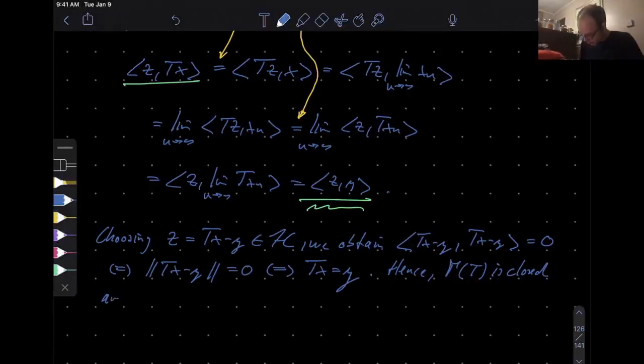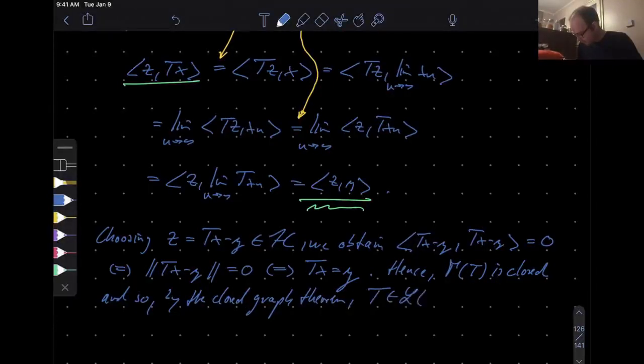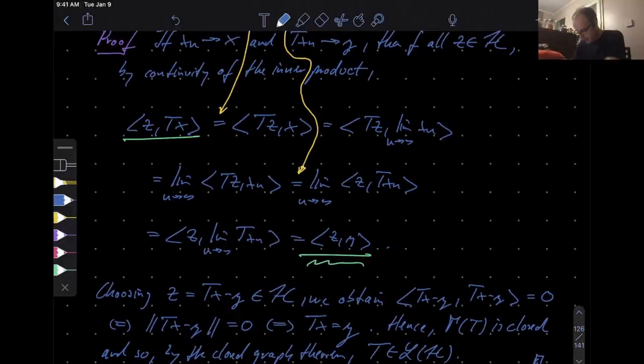And so, by the closed graph theorem, T is continuous. So altogether, a bounded linear operator on the Hilbert space. Okay, and that's it. All right, so that's beautiful.